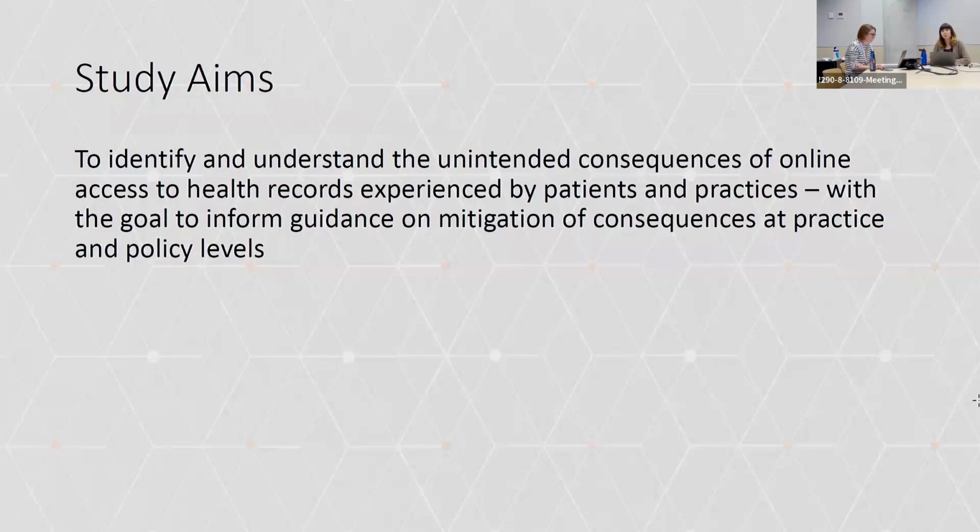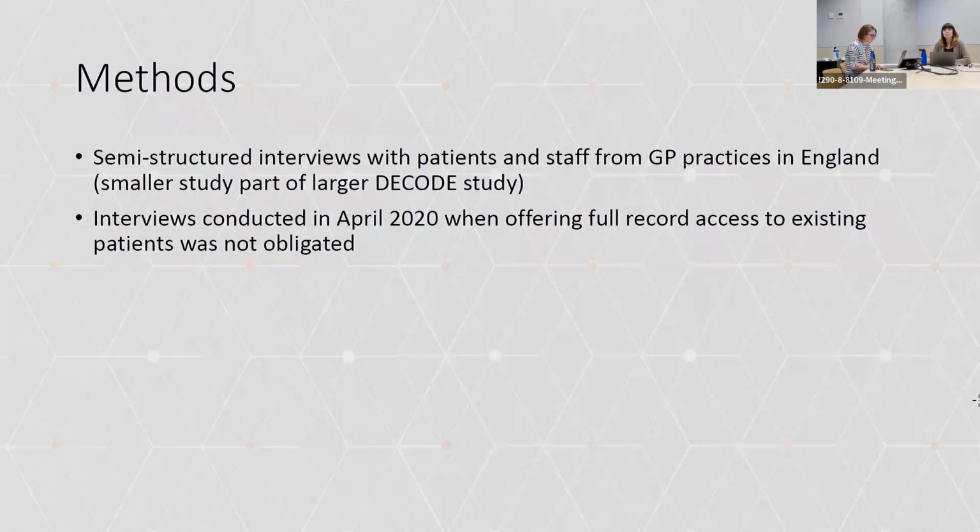So the aims of this study were to identify and understand the unintended consequences of online access to health records experienced by patients and practices. And the goal is to inform guidance on mitigation of consequences, but more at the practice and policy levels. So they did semi-structured interviews with patients and staff from GP practices. This was part of a larger study. And they did the interviews in April 2020, when offering full record access to existing patients was not necessarily obligated. So it was kind of an option that was starting to be rolled out.